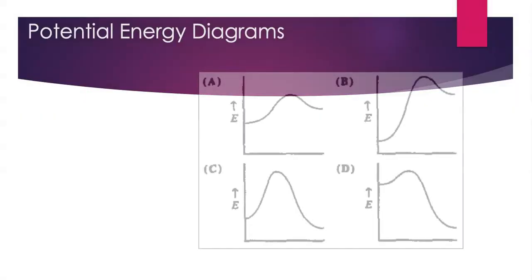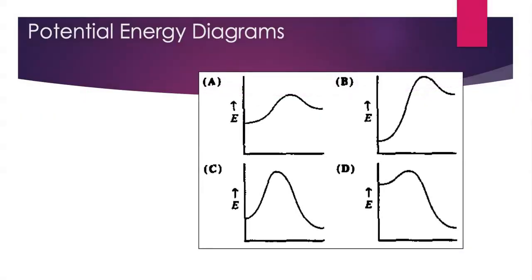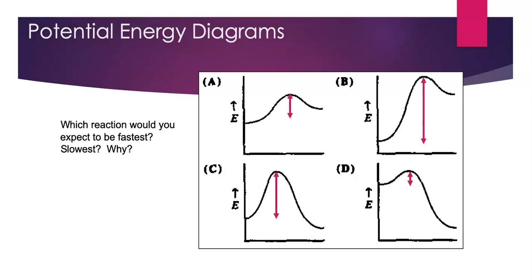So, if we look at these four potential energy diagrams, A, B, C, and D, which one would we expect to be the fastest? Which one would we expect to be the slowest? Why? Well, what we really have to look at here are the activation energies for the four curves. I've put the arrows in. We just talked about this. The bigger the activation energy, the slower the reaction. The smaller the activation energy, the faster the reaction.